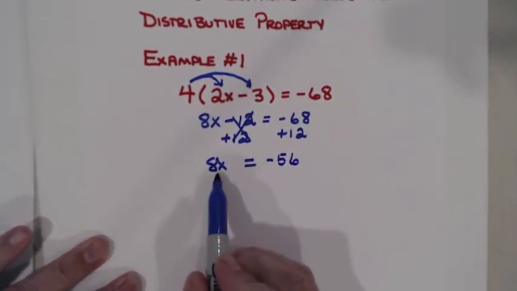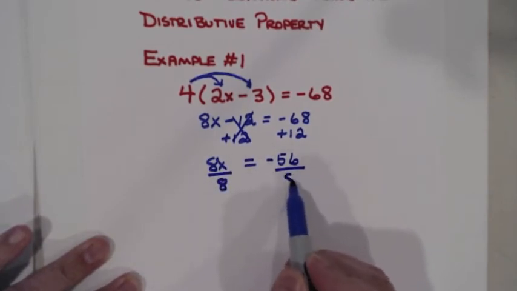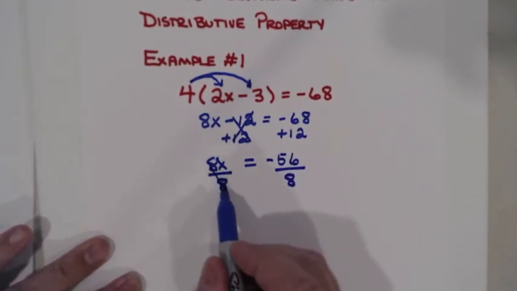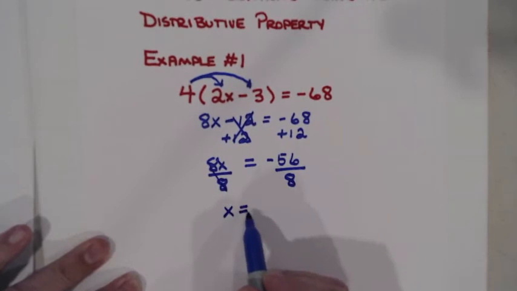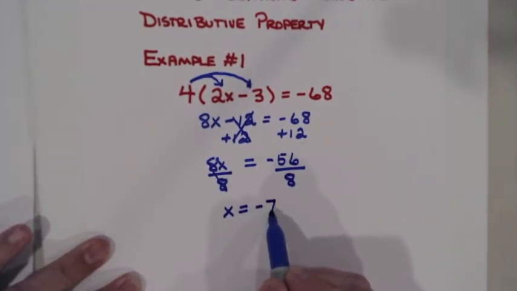This is multiplying. 8 times x. The opposite of multiplying is dividing. In algebra, we show dividing by using a division bar. These 8's are eliminated. I'm left with an x. -56 divided by 8 is -7.